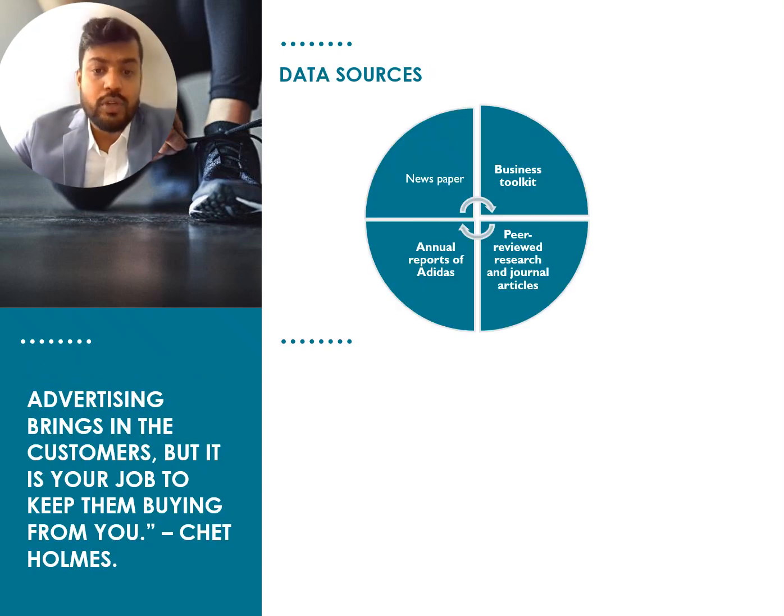Now I'm going to talk about data sources. I use four types of data sources in my research project. The first one is peer-reviewed research and journal articles. The online library of the University of Hertfordshire might be the easiest way to filter the peer-reviewed research journal articles, and Google Scholar can be used as a source of it.